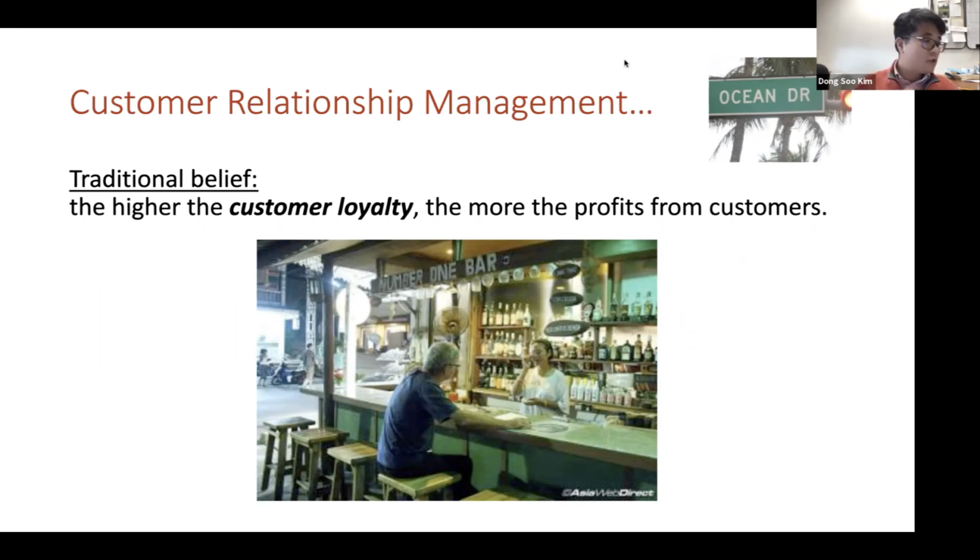With a good conversation, the customer may feel comfortable and think that this place is good to have a drink. This makes him loyal to this bar and leads him to come back next time. That is, the higher the customer loyalty, the more the profit from customers. And CRM has been viewed as a set of tools to enhance the loyalty.